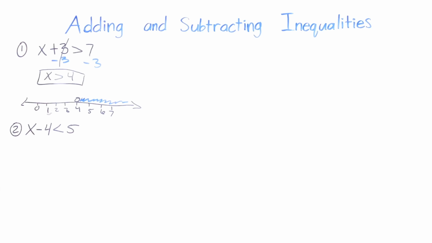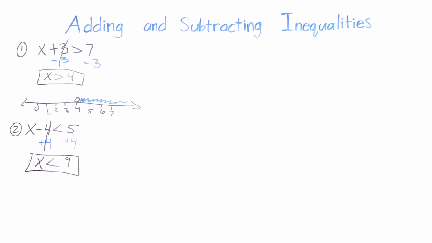Okay, so for number 2, we're going to do the same thing. Negative 4, the opposite of negative 4 is positive 4. Whatever we do on one side, we also have to do it on the other side. So after that, we can cancel this negative 4 and positive 4. X is less than 5 and 4. We have two of the same sign, so we're going to add, and it's going to be 9. So x is less than 9.